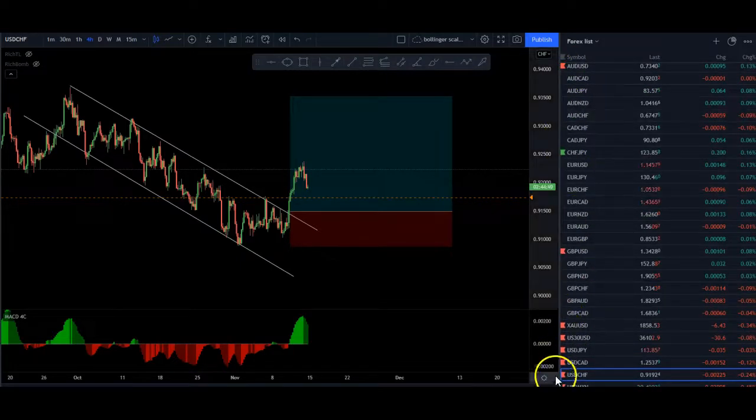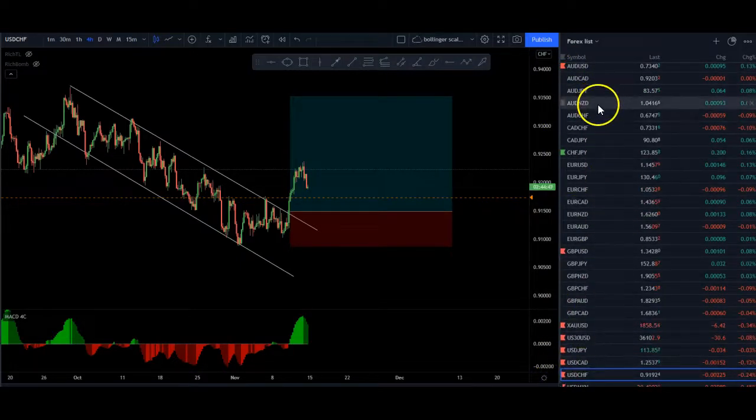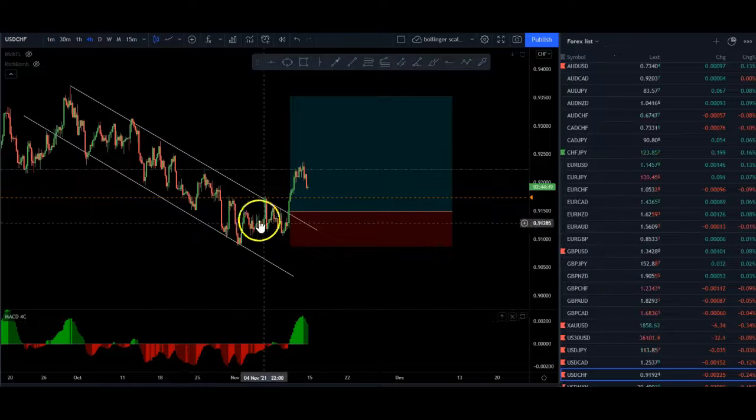So we did all the USD pairs pretty much. I think so. Yeah, we did all the USD pairs, and that's what we are going to look for this week.